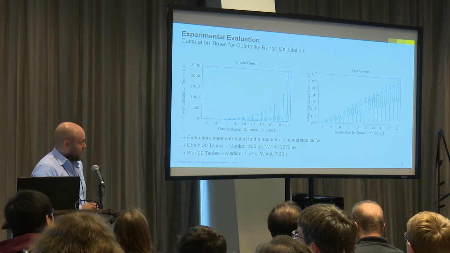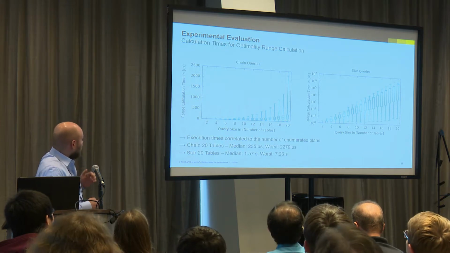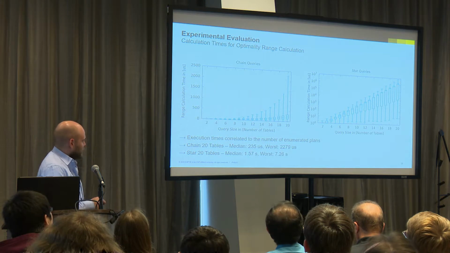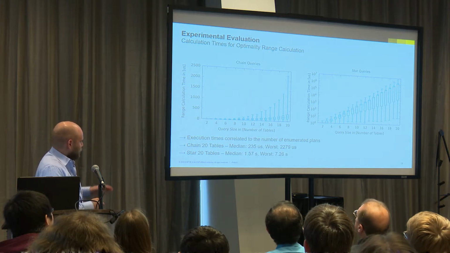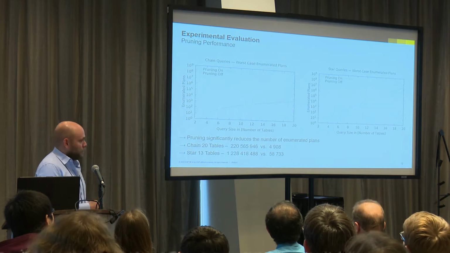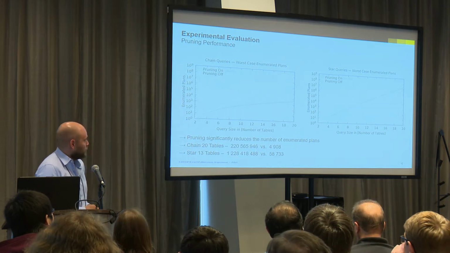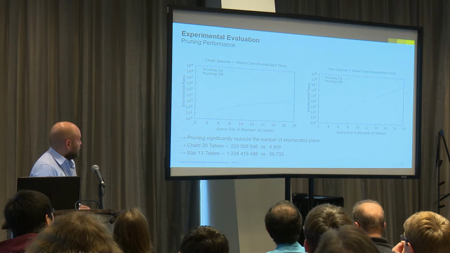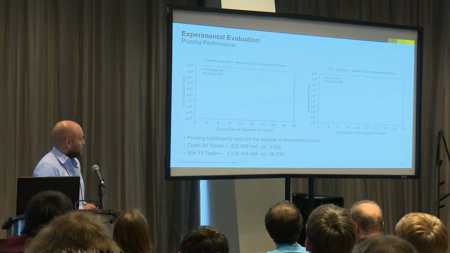We see that the median is below what dynamic programming does, but the worst case can be larger than that. We also did time experiments. The message here is that time correlates with the number of enumerated plans, and details can be found in the paper. A very nice last experiment I want to show is on the pruning performance of our algorithm.